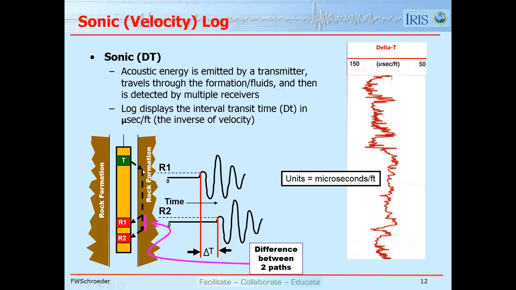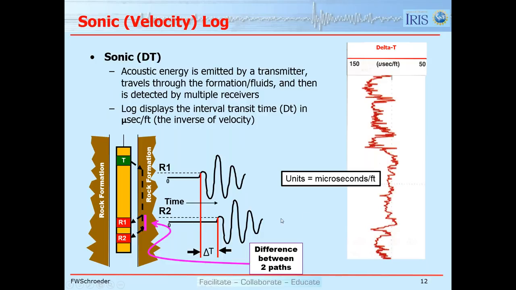If you consider the path to receiver one would be this, the path to receiver two would be this, the only difference between the two paths is this magenta segment, and so that delta time is telling me how much time it takes to travel that distance. That distance is the same as the distance from the center of receiver one to receiver two. So I have a time and a distance, and from that I can calculate a velocity.